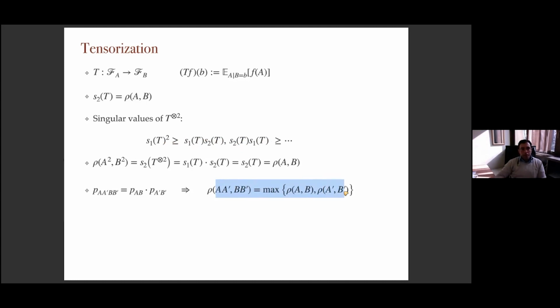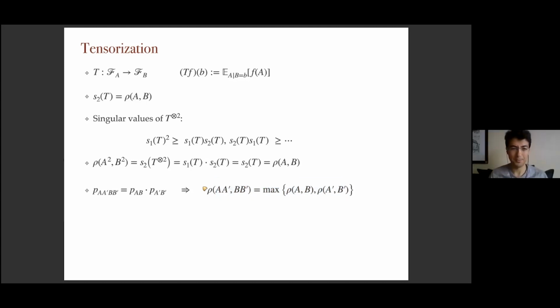property. Maybe I should stop here again to see if there is any question. No, nothing. Okay, great.